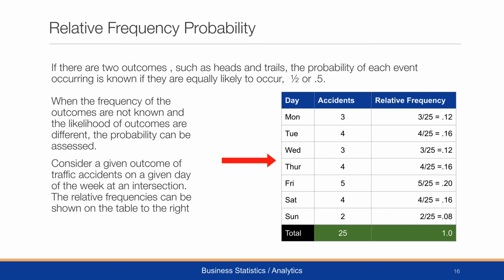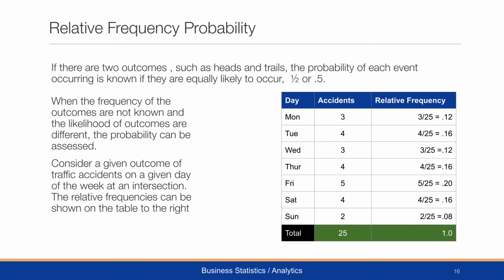Consider a given outcome of traffic accidents on a given day of the week at any given intersection. The relative frequencies can be shown in the table on the right. We literally would count the number of accidents that occurred, say, on a Monday, Tuesday, Wednesday, and so forth. On Monday, there were 3 accidents. On Tuesday, there were 4 accidents, and so forth. We add them all together and we get 25.